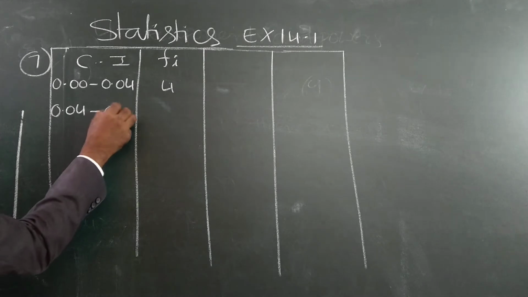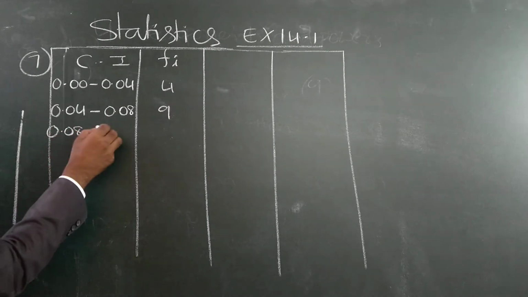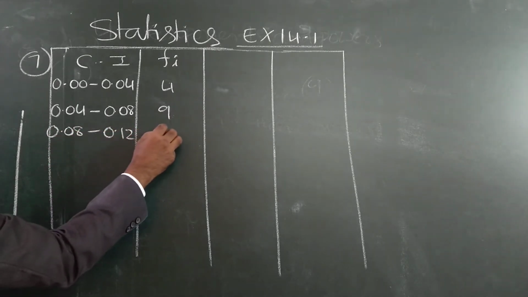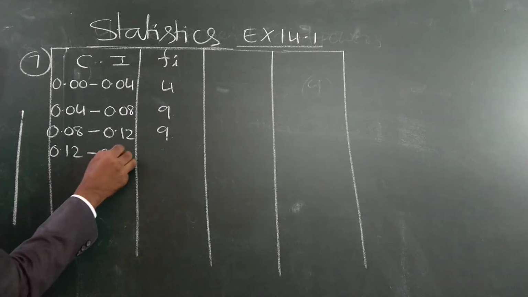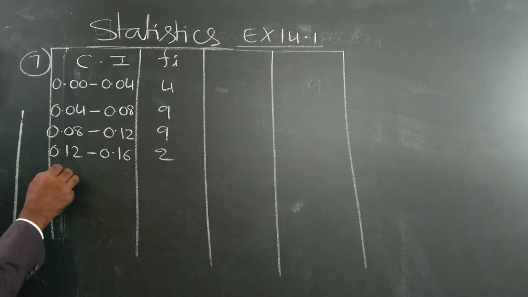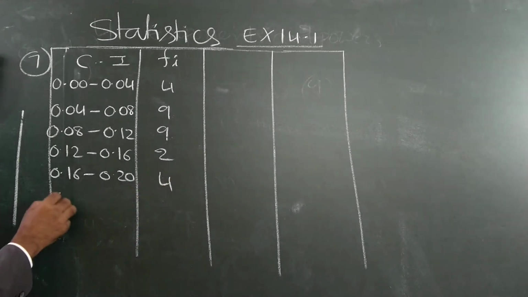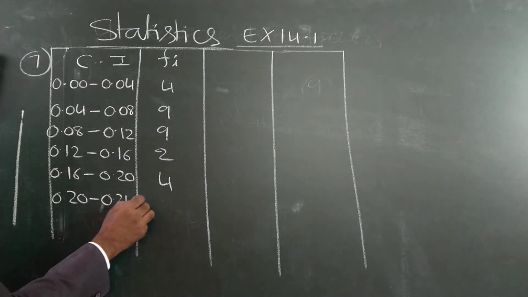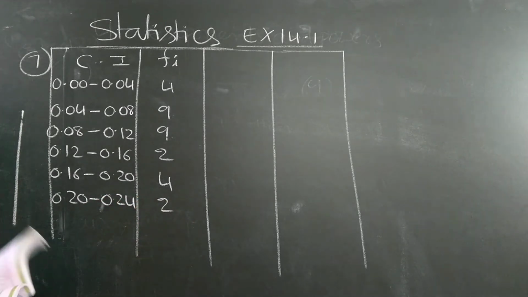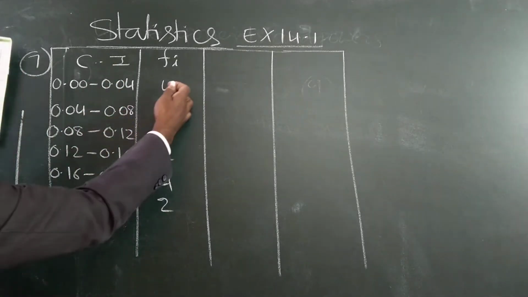0.04 to 0.08 is 9. 0.12 to 0.16 is 2. 0.16 to 0.20 is 4. 0.20 to 0.24 is 2. That is 0 to 4, 4 to 8, 8 to 12, 12 to 16, 16 to 20, 20 to 24. Of course, decimals. So these are the class intervals and frequency.